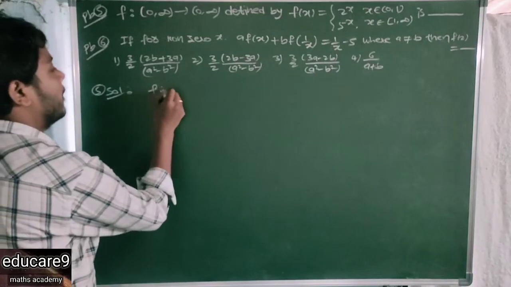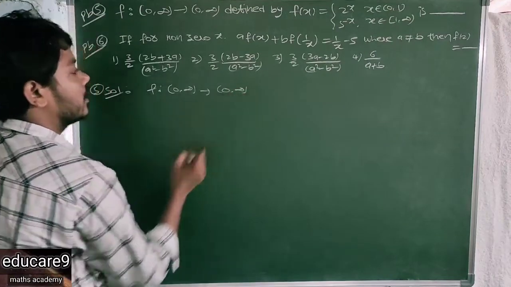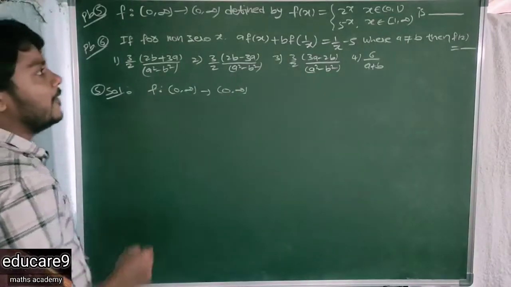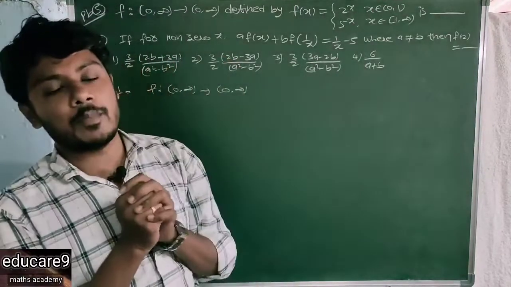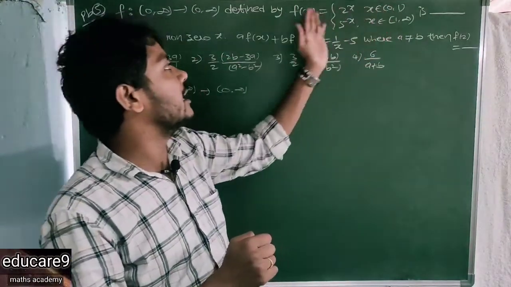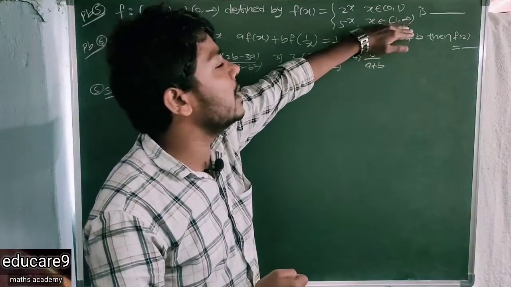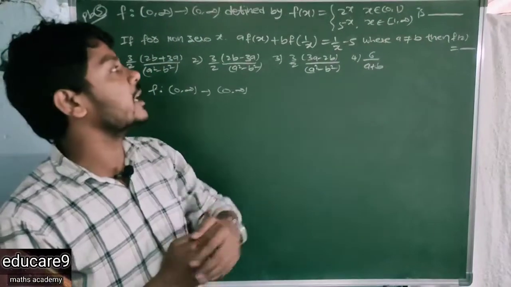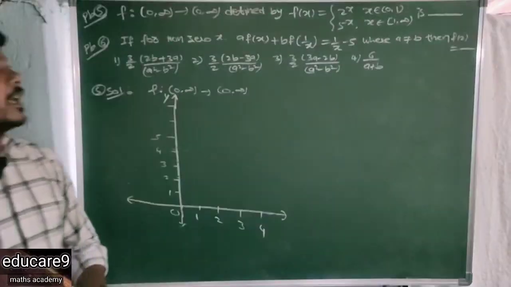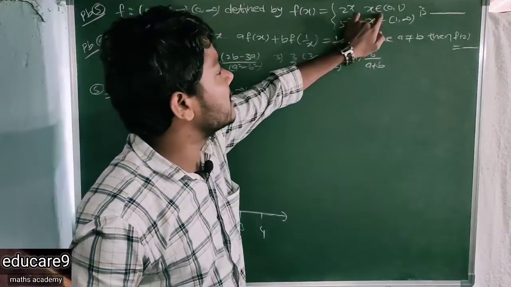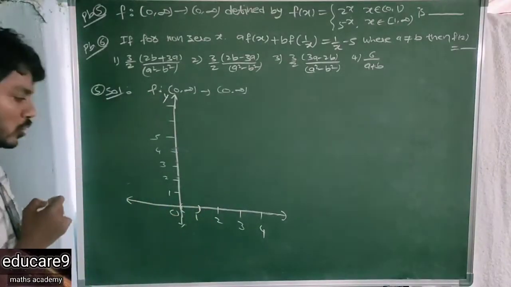So f from (0, infinity) to (0, infinity). Okay. And f(x) is equal to what? 2^x. Here x belongs to the open interval (0, 1). So in that interval, the given function is 2^x. And if x belongs to the closed interval [1, infinity), in that case, f(x) is 5^x. So here, the first function is 2^x if x lies in the interval 0 to 1.